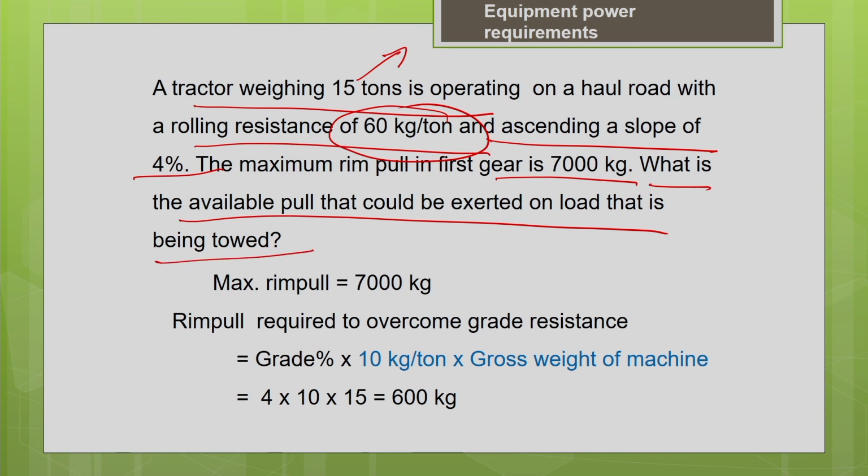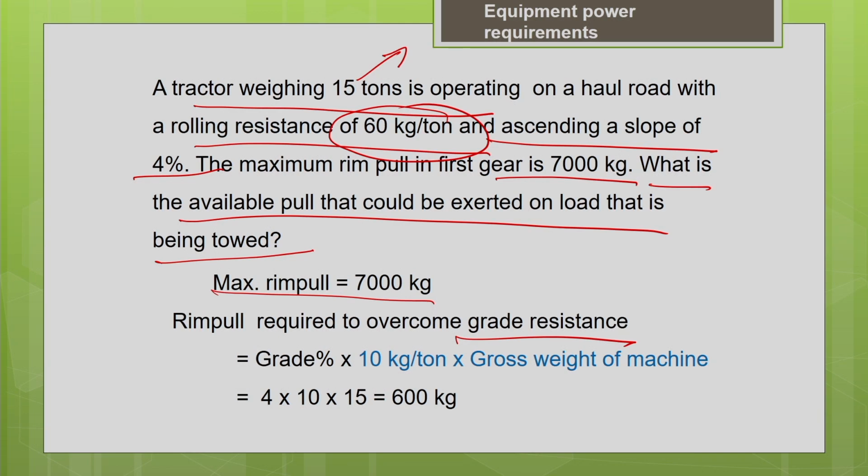What is the usable power available to pull or tow your load? That is what we are going to estimate now. You know that the maximum rim pull available is 7000 kg for this particular machine, as given by the manufacturer. Now you need to know the grade resistance and the rolling resistance, so that you can find the tractive effort needed to overcome them.